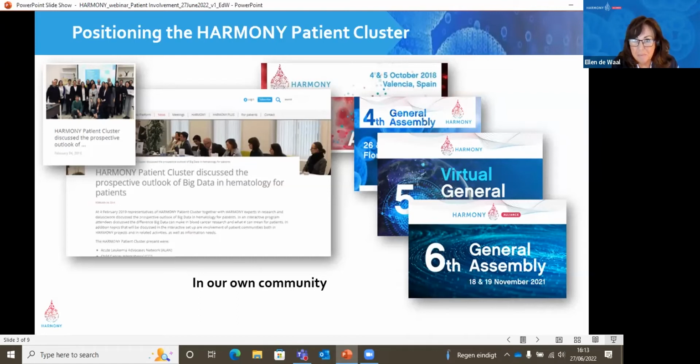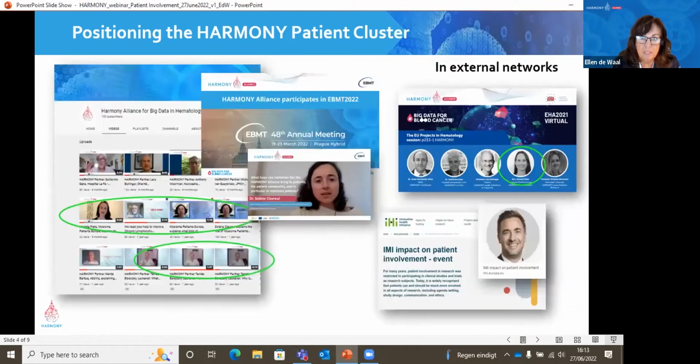At that same time, in about 2018, we thought about something else, which we'll show you later: the last part about positioning the Harmony cluster. Externally, we also thought it was very important not only to be proud of the fact that we had this patient cluster, but also to make it an integral part of our message to the outside world, who we are, how we are organized, and what this type of partners will contribute to Harmony Alliance as a whole.